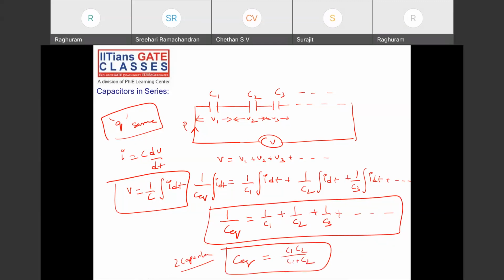Okay, so capacitors in series is like resistors in parallel, right? Equivalent resistance in parallel is 1 by R equivalent equal to 1 by R1 plus 1 by R2 plus 1 by R3 and so on. Similarly, for capacitors in series, 1 by C equivalent is 1 by C1 plus 1 by C2 plus 1 by C3 and so on. And remember, current as well as charge are the same in case of series capacitors.